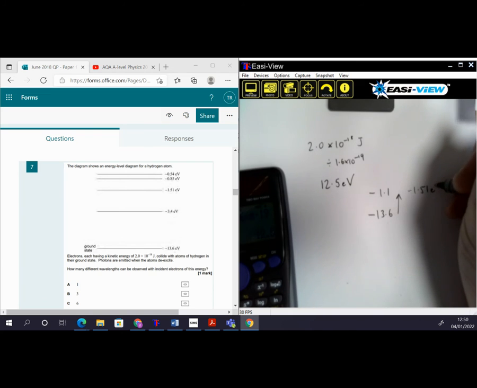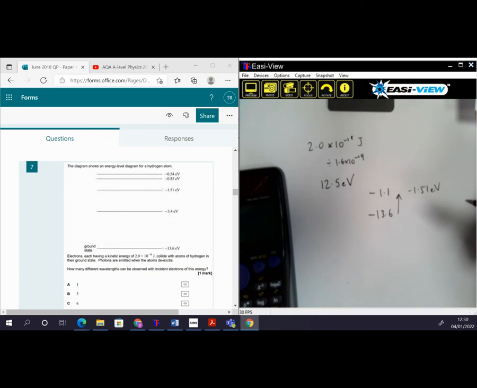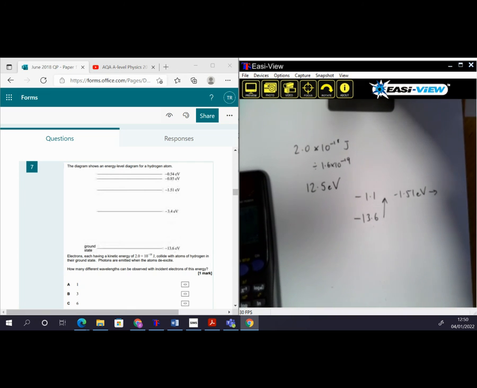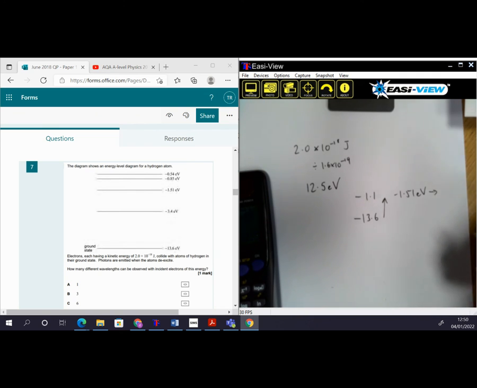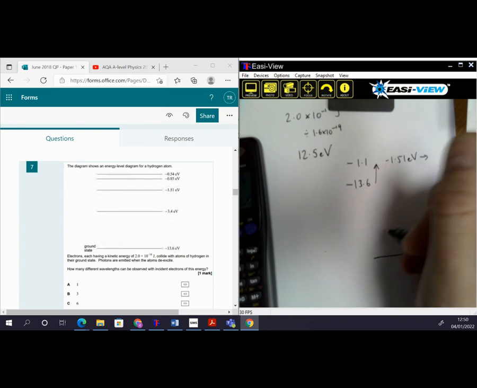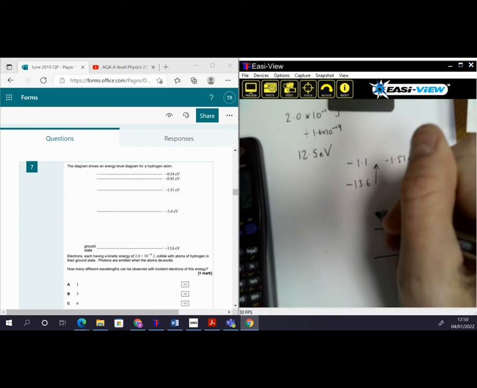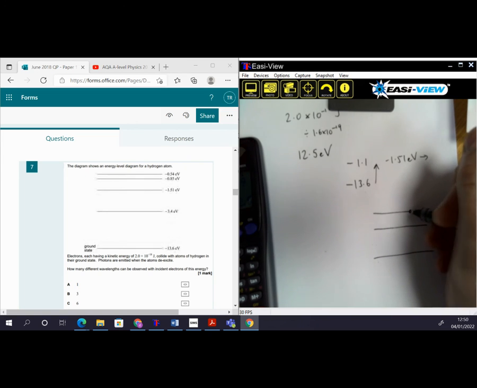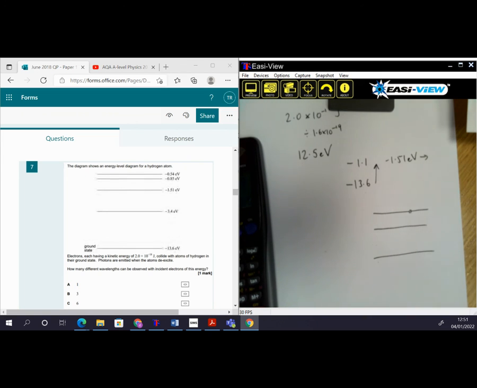eV. So that is the highest, most excited state that a bound electron can be promoted to, having collided with this electron with kinetic energy of 2 times 10 to the negative 18 joules, or 12.5 eV. So we have that value. Looking at the energy levels then, it can be promoted to this level. And then how many transitions have we got available?